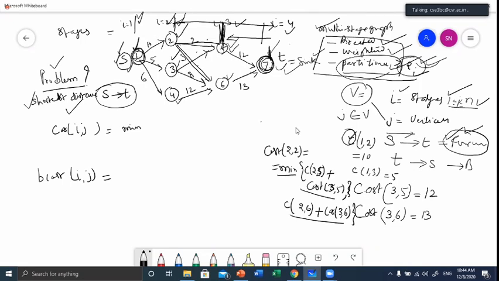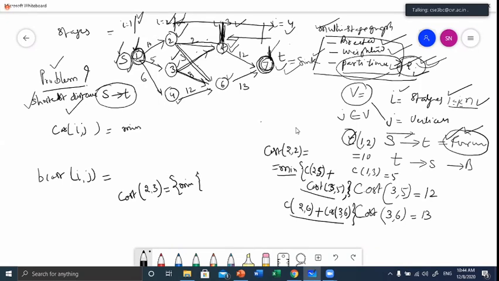Now, listen carefully. Cost of second stage, third vertex. This I require. That means what? From 3, 2 ways are there. One is 3 to 4, and the other is 3 to 6. That's why from these 2 ways you have to calculate the minimum one.